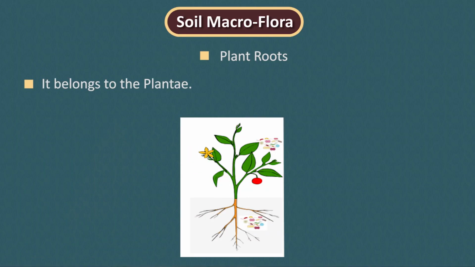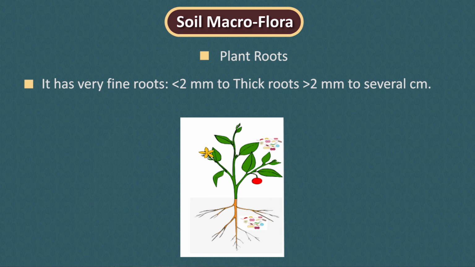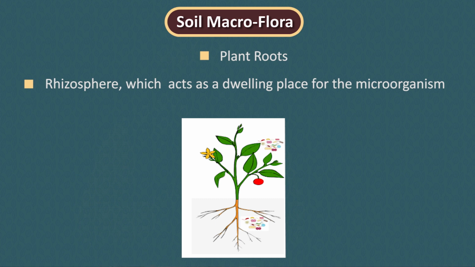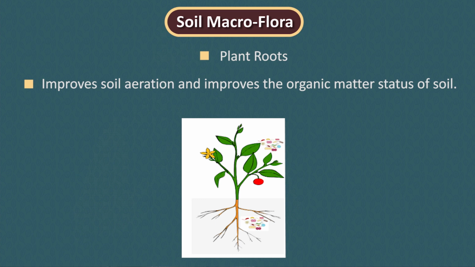First is plant root. It belongs to the Plantae. It includes very fine roots, typically less than 2 mm, and thick roots of more than 2 mm up to several centimeters. Viewers, it is interesting to know that the area around the plant root is also known as the rhizosphere, which acts as a dwelling place for microorganisms and also provides food to them. It also improves soil aeration and improves the organic matter status of the soil.